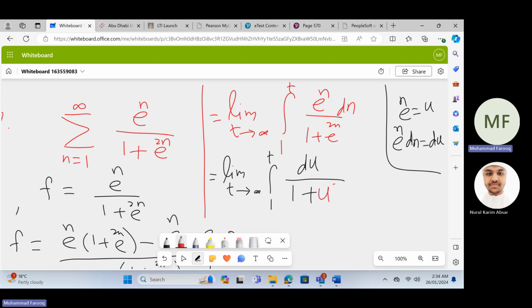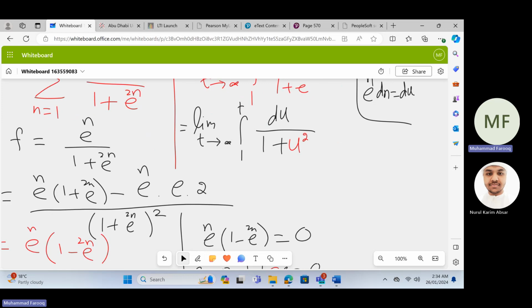How to integrate du over 1 plus u squared? Tan inverse. It will never leave you behind till the end of this chapter, so don't forget this tan inverse. That's why I'm telling you three rules of integration: secant inverse, sine inverse, tan inverse. You will use them frequently.